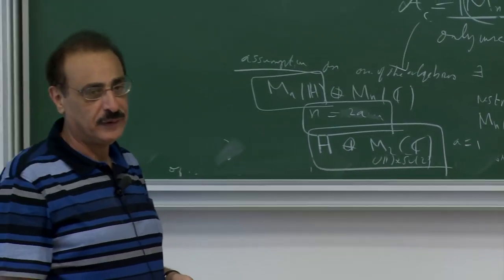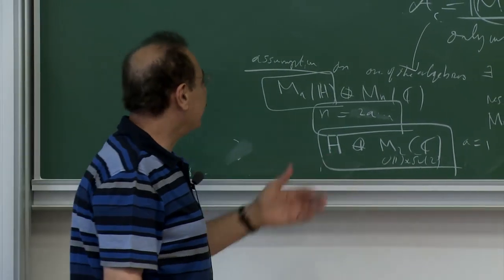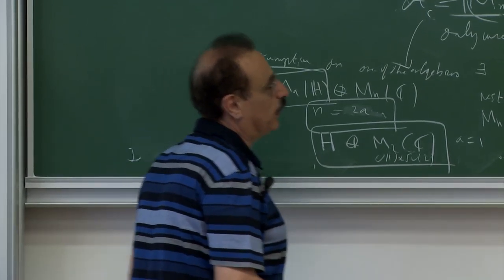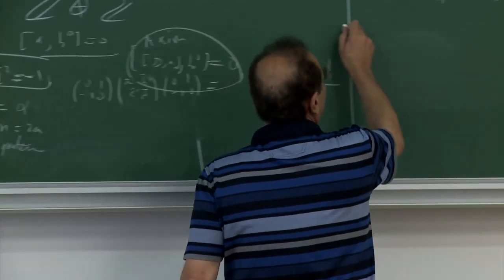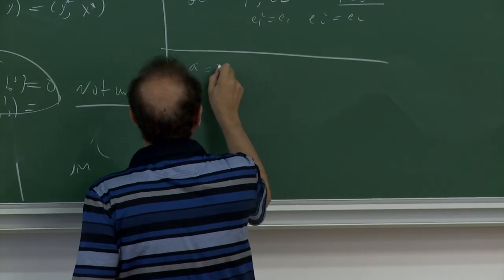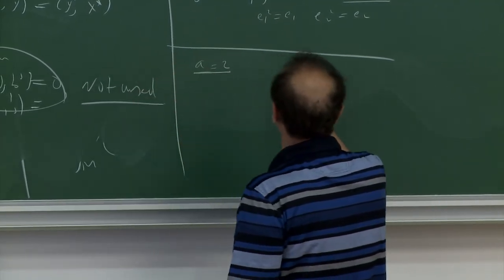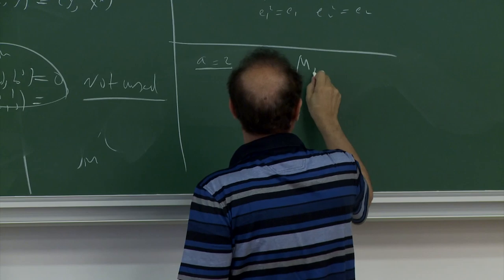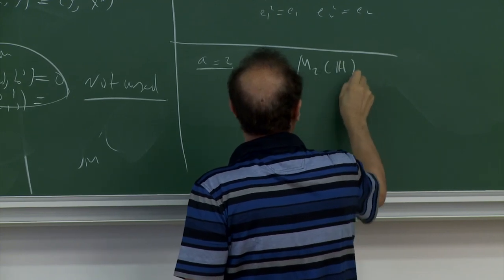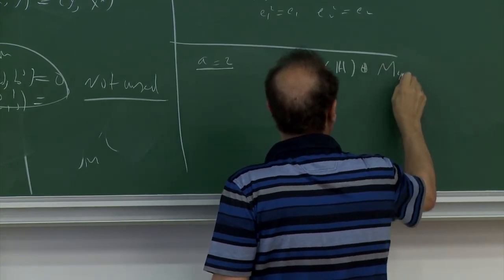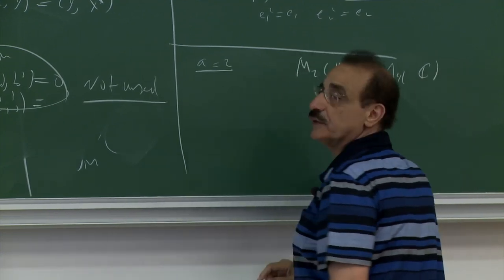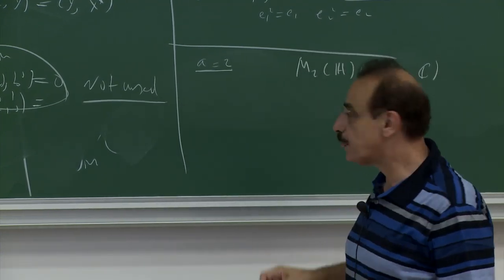It doesn't work. So then the simplest case where you can impose the chirality condition is A equal to 2. A equal to 2, what's this space? It is M2 of H plus M4 of C.